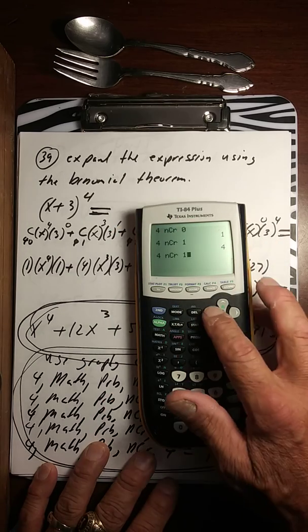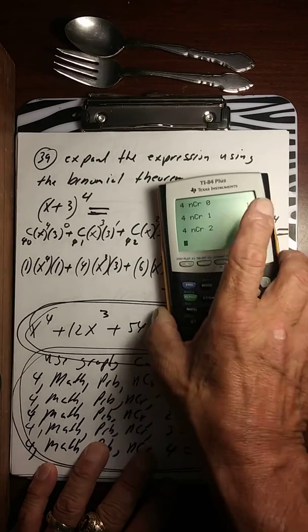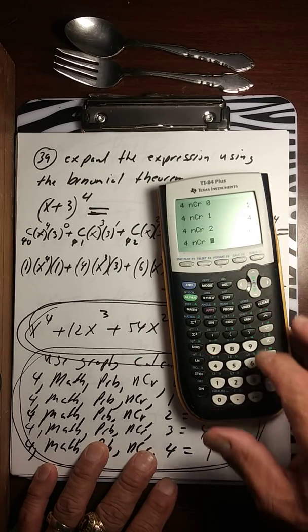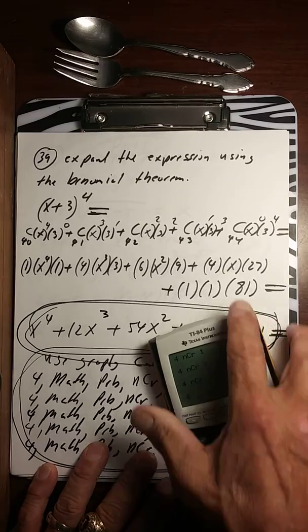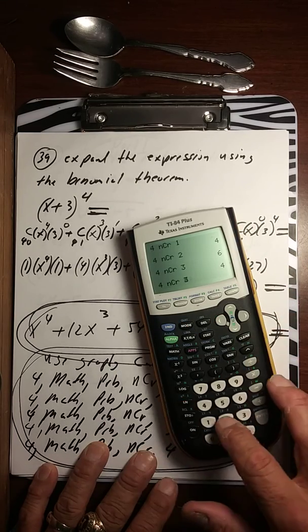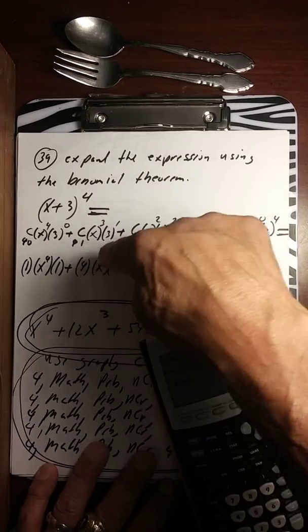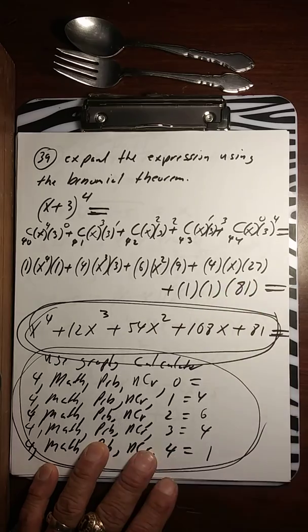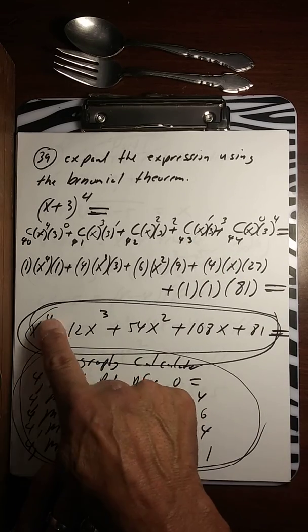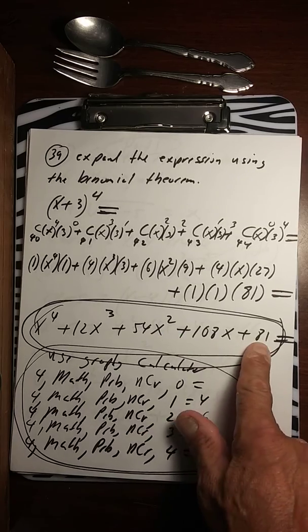Then put the next number in there, 2. You're going to get a 6. And then put the next number in, 3. You're going to get a 4. And then put the next number in there, 4. 4C4 is going to give you 1. So we got all these numbers right here. And times them out. x to the 4, 12x cubed, 54x squared, 108x plus 81. And we're done.